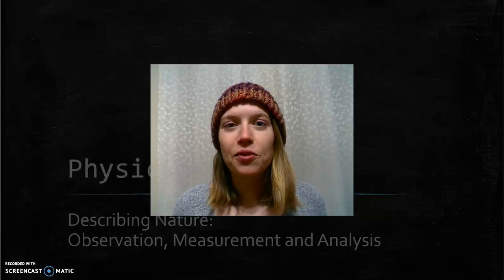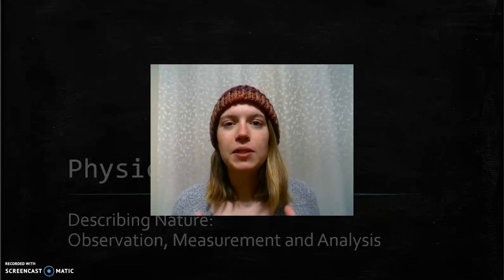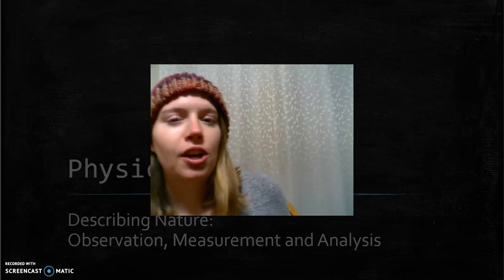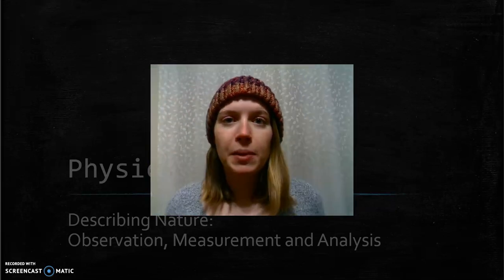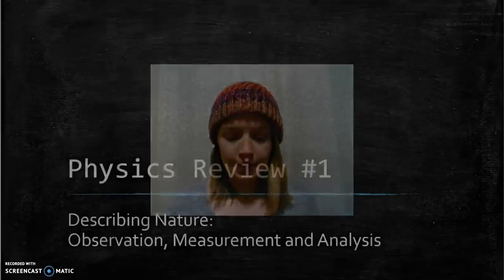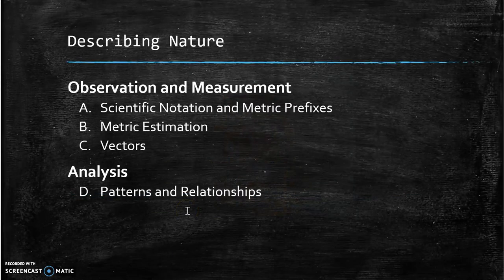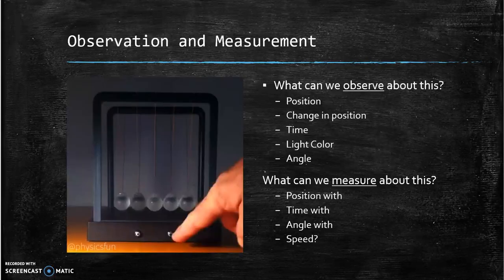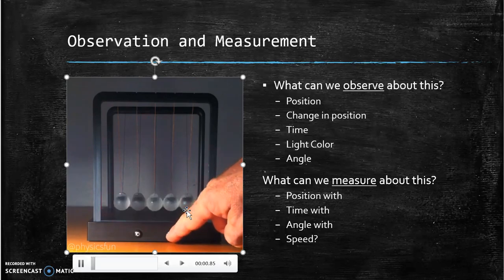This is Physics Review video number 1, and this is focusing on describing nature, observations, measurement, and analysis. We'll cover observation, measurement, specifically expressing numbers in scientific notation and using metric prefixes, metric estimation, vectors, and looking at patterns and relationships. Physics is all about describing nature, and we want to see the cool stuff.